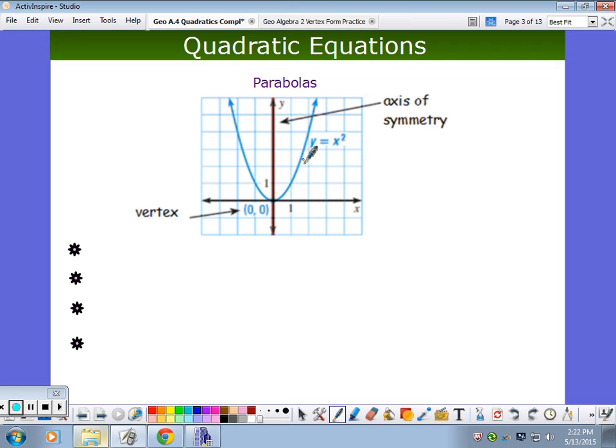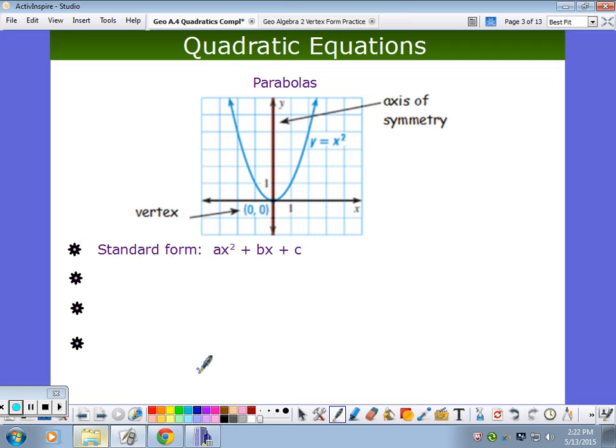Here's our parabola. It is a symmetric shape. There's your line of symmetry, or the axis of symmetry. There is a vertex. Remember that? Remember another word for vertex? Any type of a parabola, what's another name for the vertex? We don't remember. Okay, well, we'll get to it.